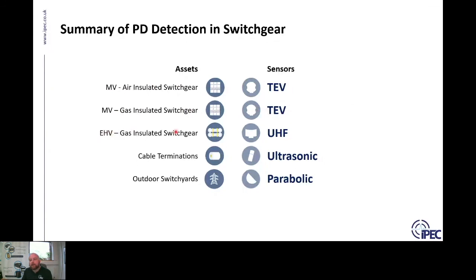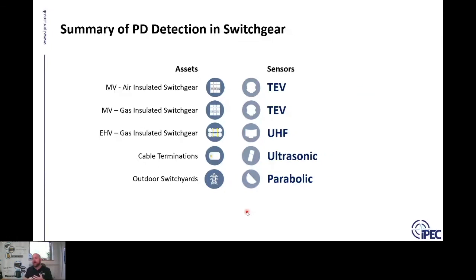On EHV gas insulated switchgear, we would use UHF sensors. On cable terminations for the medium voltage, we would be looking at ultrasonic sensors. And on outdoor switchyards or outdoor overhead line insulators, etc., the parabolic dish, which is an ultrasonic sensor, would be used.